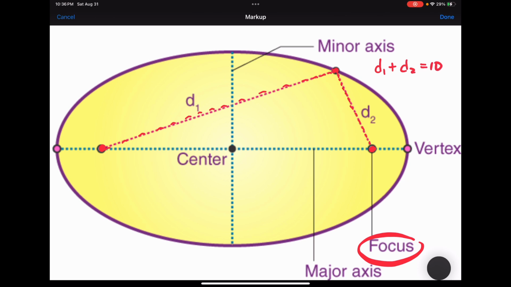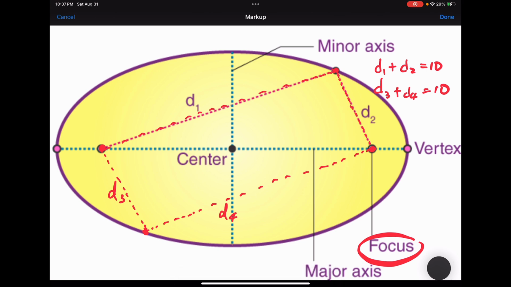And I have another point, any point on the ellipse. Then I connect this focus with my point, and this point with the other focus. So this is d sub 3 and this is d sub 4. The sum is the same, so d sub 3 plus d sub 4 is also equal to 10. Any point on this ellipse needs to satisfy this relationship.